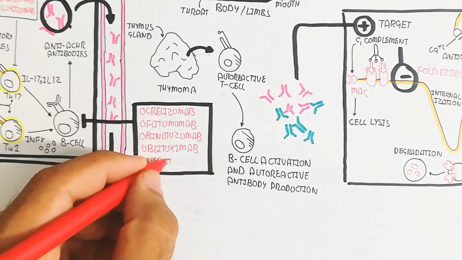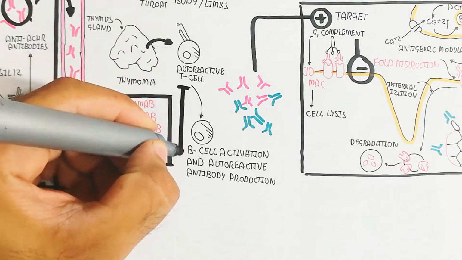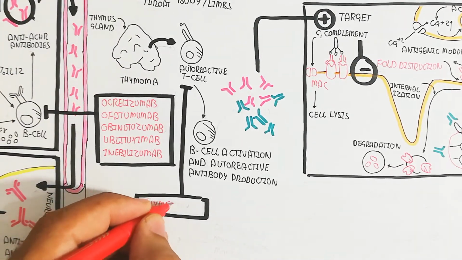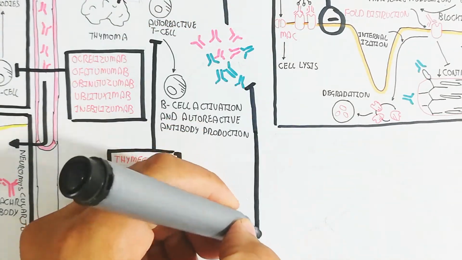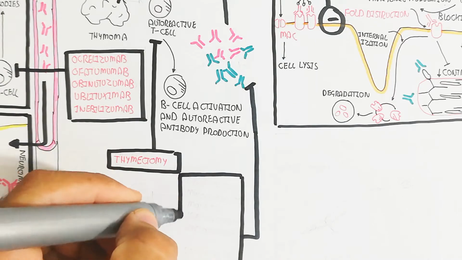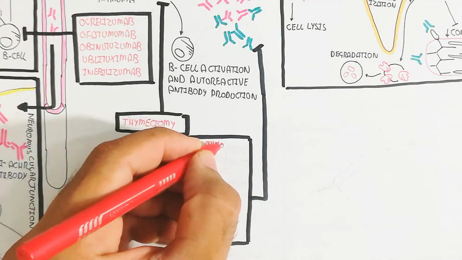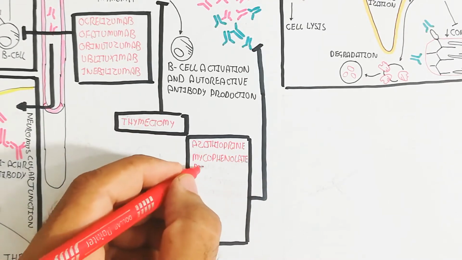So this is the B cell inhibition via these drugs: ocrelizumab, ofatumumab, obinutuzumab, and ublituximab, and inebilizumab, which is very difficult to pronounce. And thymectomy inhibits the autoreactive T cell by removing the thymoma, the dysfunctional thymus gland.